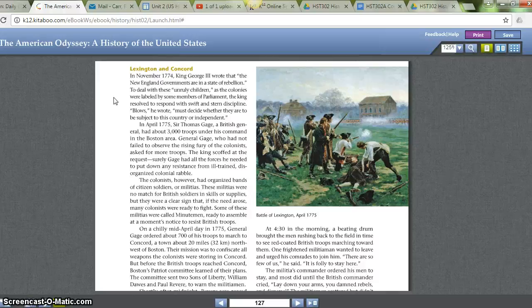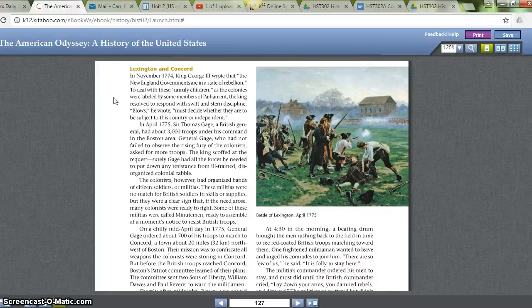The colonists, however, had organized bands of citizen soldiers or militia. These militias were no match for British soldiers or skills or supplies, but they were a clear sign that if a need arose, many colonists were ready to fight. Some of these militias were called Minutemen, ready to assemble at a moment's notice to test the British troops.